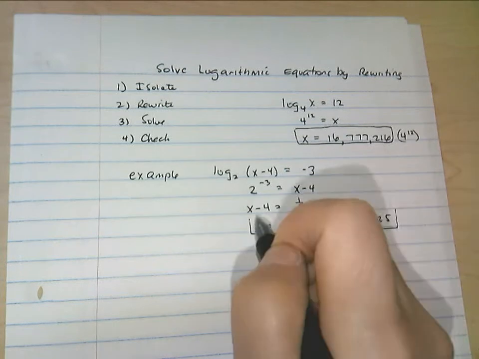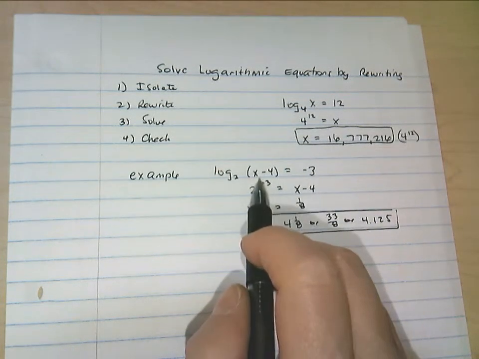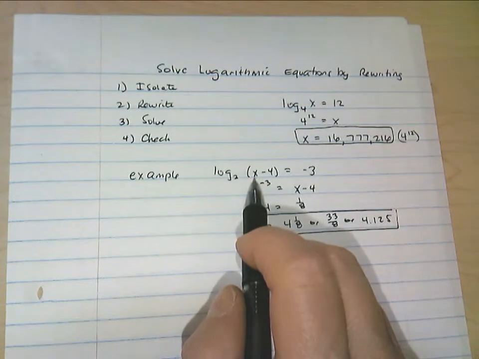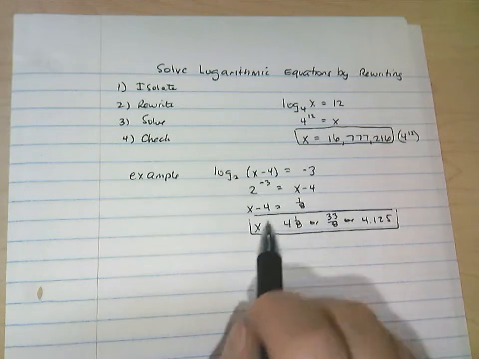And then check to make sure your answers work. What happens is when you plug this back into the original equation, you cannot take the logarithm of a negative number. So when I plug that back in, I've checked it, it does work.